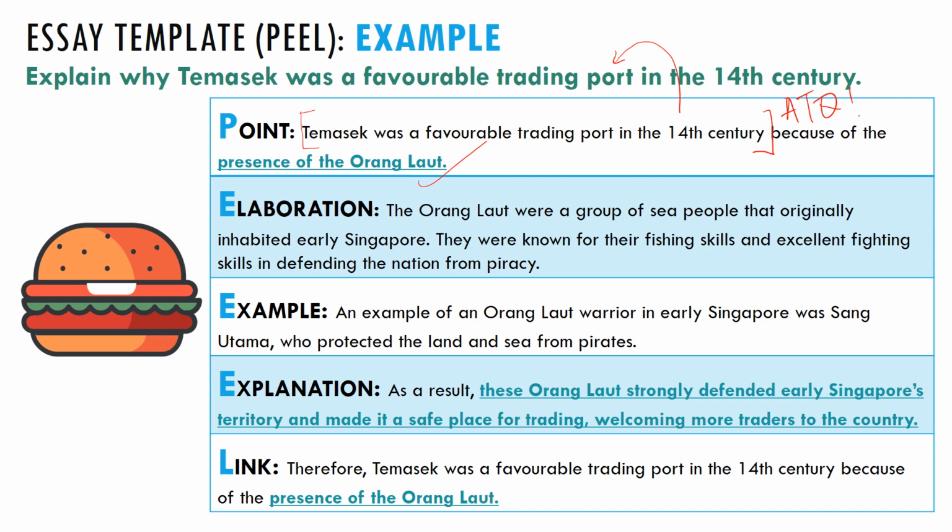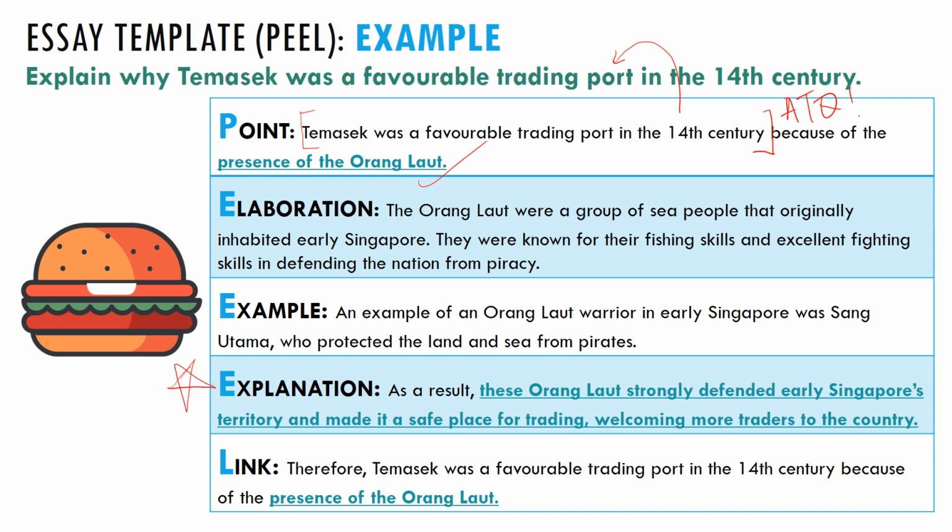Okay, an example of an Orang Laut warrior in Singapore was Sang Utama, who protected the land and sea from pirates. So you see that the example is just building on the elaboration. It's just a very simple example, okay, to show how the elaboration would answer the point. Okay, next one, this one, the key one that we talked about just now, explanation.